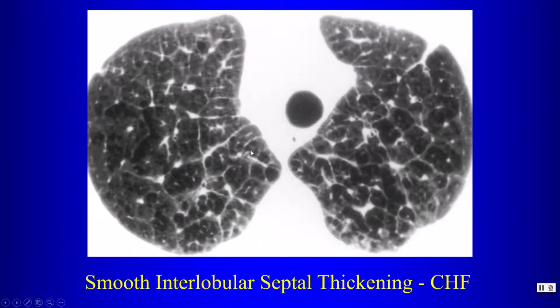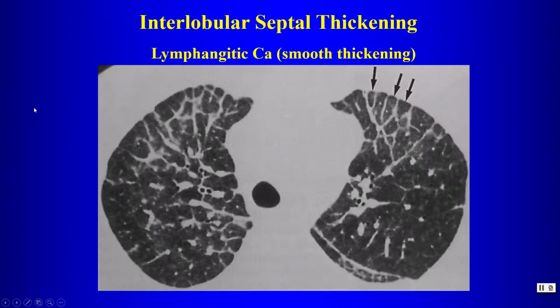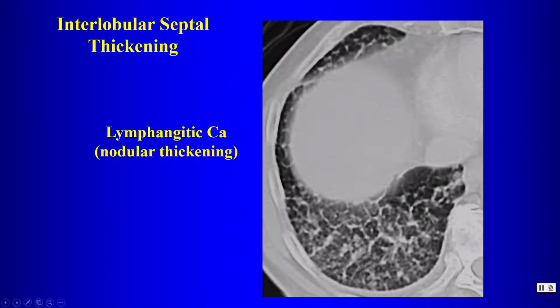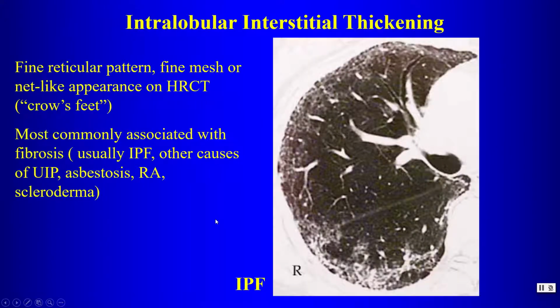So we've seen this case already of somebody with centrilobular emphysema and CHF. You can see this very smooth interlobular septal thickening as a result of interstitial edema from CHF. Sometimes lymphangitic carcinomatosis can also give you smooth thickening of interlobular septae, as in this example. But typically, lymphangitic carcinomatosis is associated with nodular thickening of interlobular septae, as in this example. So here you have interlobular septal thickening outlining the secondary pulmonary lobule, somewhat nodular thickening. And when we see that with marked thickening of interlobular septae, you want to think about lymphangitic carcinomatosis. Now, we can also have intralobular septal thickening.